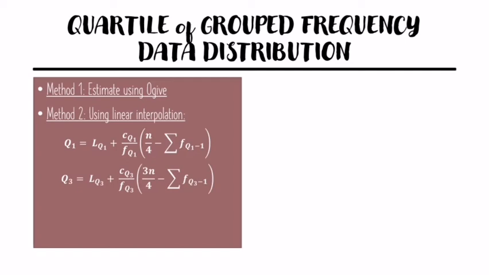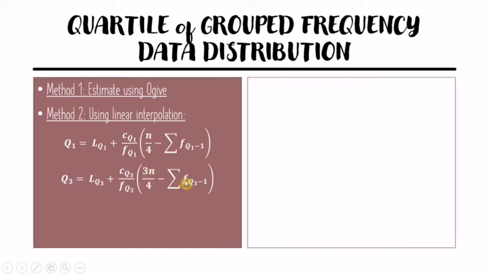The same thing goes for quartile 3. The difference is here 3 over 4 instead of 1 over 4, because quartile 3 represents the upper portion of the data, the 75% of the data, the third quarter of the data. The rest is basically the same.